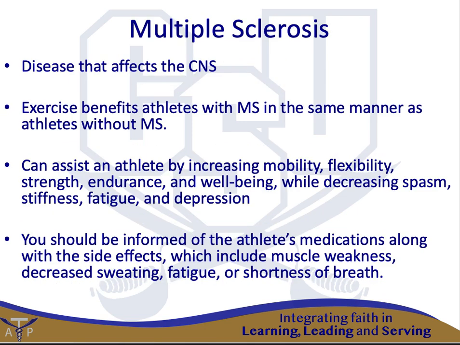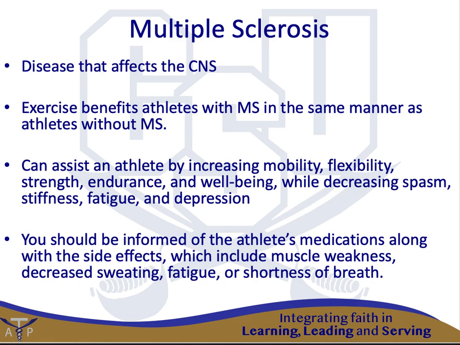Next, we will look at multiple sclerosis. Multiple sclerosis is a disease that affects the central nervous system. Nerve damage occurs due to inflammation of the myelin sheath that covers the nerves. In this case, scar tissue develops around the nerve. The nerve damage and scar tissue cause the nerves to malfunction.